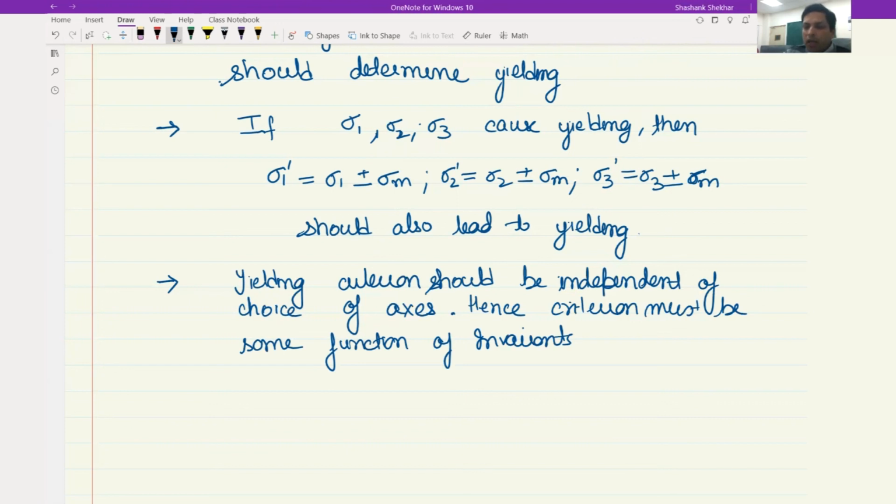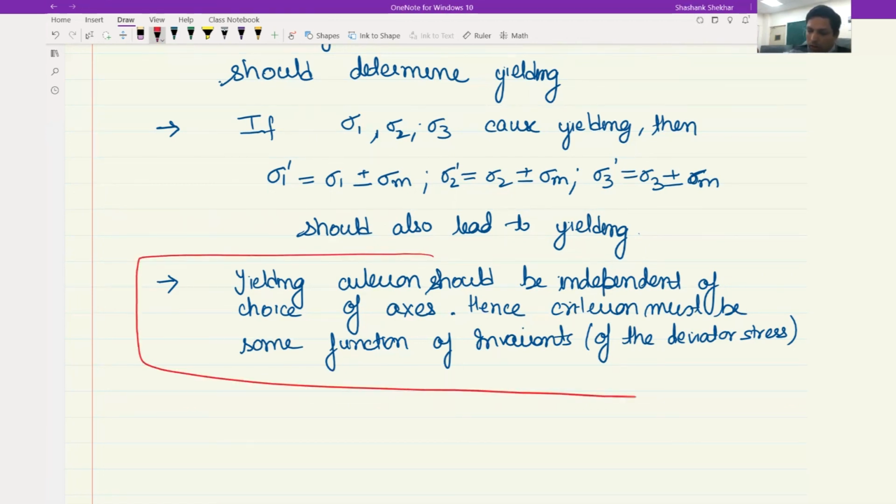And this time not the invariants of the original stress tensor, but, now that we have described that only the deviator contains the shear stresses, the invariants of the deviator stress components. So this part has helped us jot down or finalize our criterion to a great deal. As you would see, this particular statement can help us get down to a very meaningful yielding criterion.